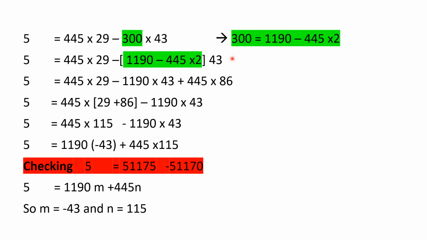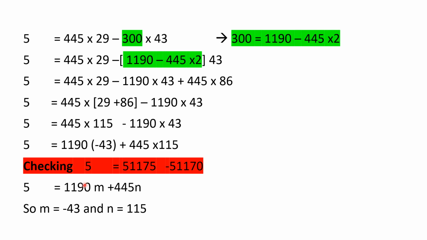Now instead of this 300, I am going to write 1190 minus 445 into 2. So write it down here. This will be minus 1190 into 43. Minus into minus plus 445 into 2 into 43, which is 86. This 445 you take out. This will be 29 plus 86, minus 1190 into 43. 445 into this together you will get 115, minus 1190 into 43. So you can write 1190 into minus 43 plus 445 into 115.